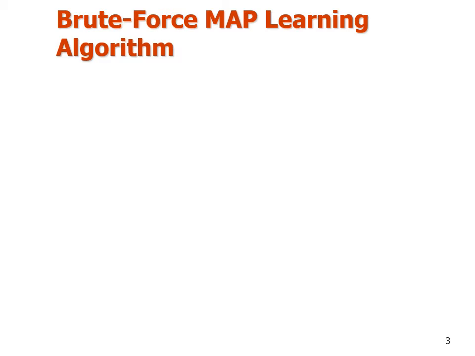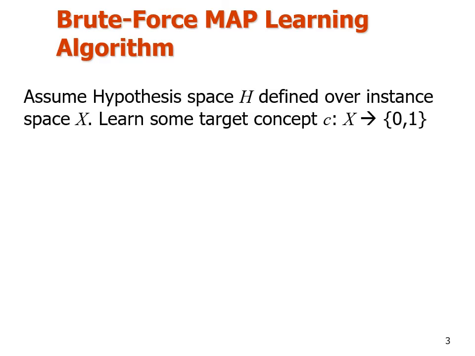In line with the discussion that we had in the last session, we are going to formally come up with a brute force MAP learning algorithm. Assume the learner considers some finite hypothesis space capital H, which is defined over the instance space X. The task is to learn some target concept C, which is Boolean valued.